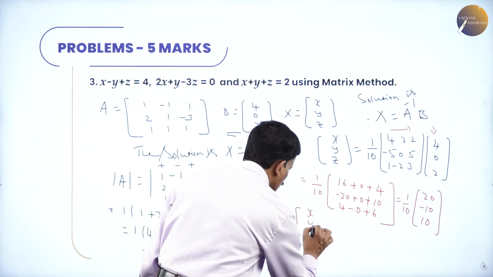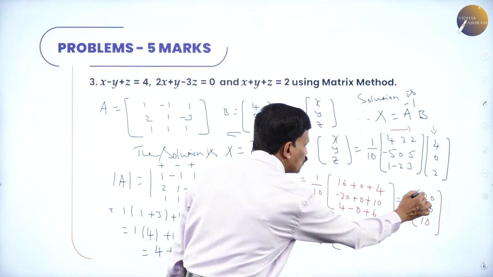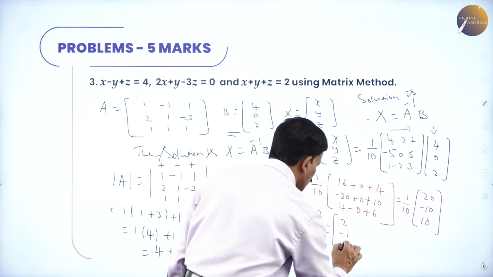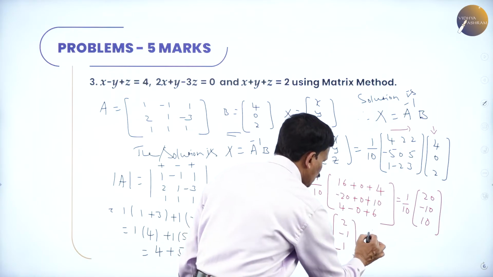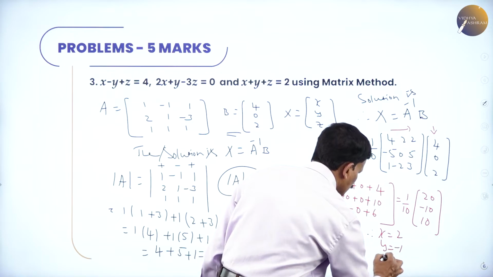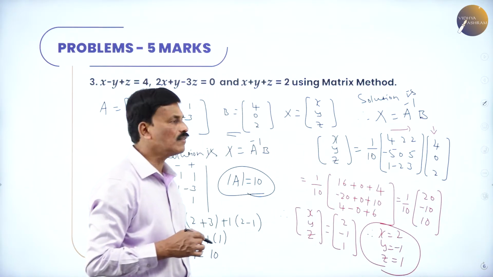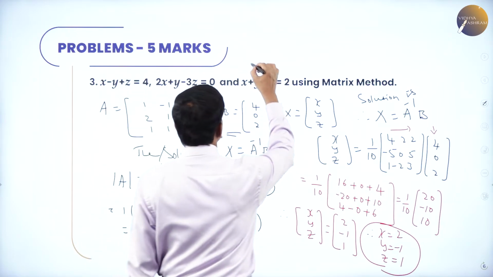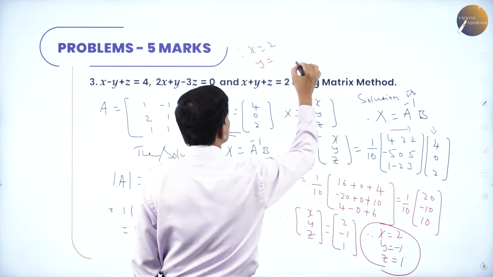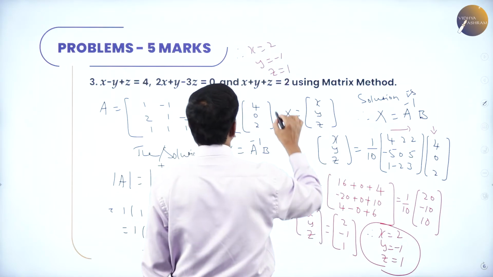So therefore the matrix x, y and z is equal to, divide 20 by 10 is 2, -10 by 10 is -1, 10 by 10 is +1. So therefore x is equal to 2, y is equal to -1, z is equal to +1. These are the values of x, y, z. If you want, you can verify.